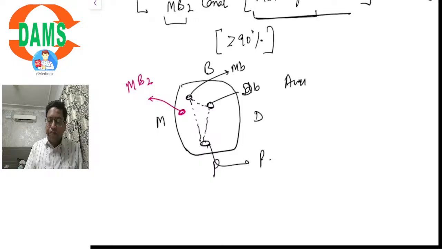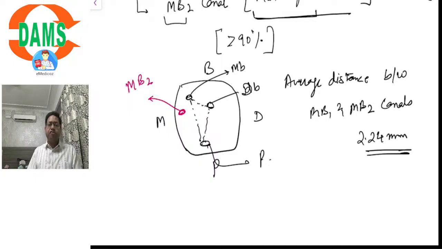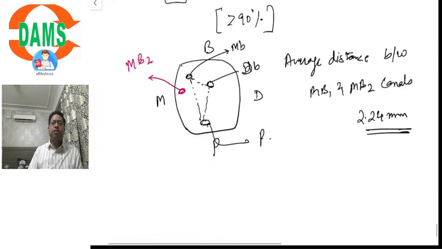The average distance between MB1 and MB2 canals is nearly 2.24 millimeters, the average distance. And the location is mesially and palatally to the MB1 canal.